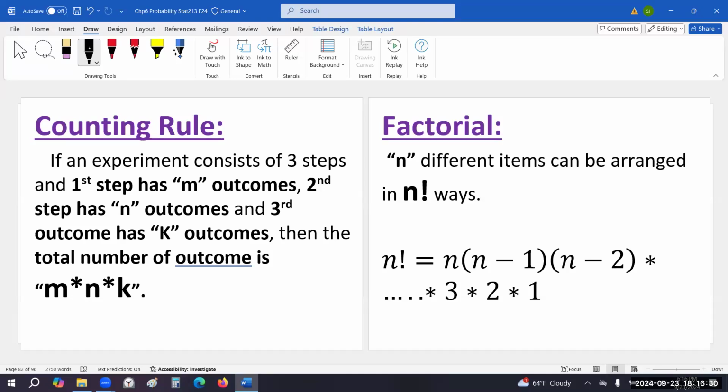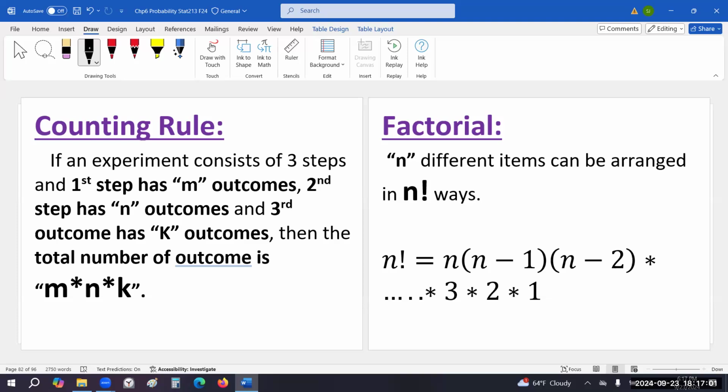That's the rule. We call it the counting rule. Depending on your step, however many outcomes you have, you just keep multiplying all the outcomes for every step. Now we all are familiar with factorial from pre-calculus, right? Factorial means we are multiplying all the numbers from 1 until the number that has the factorial.